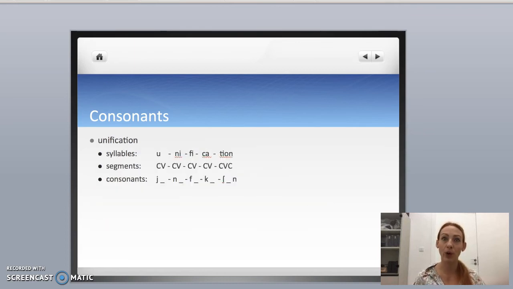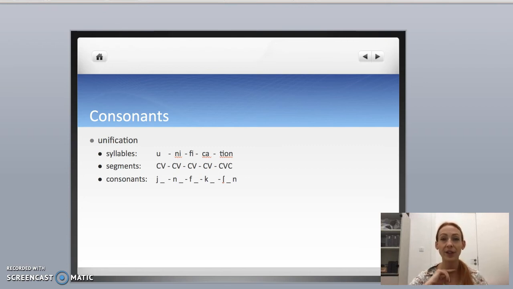So how will that work with our example word? Unification. We know that the first syllable has the consonant y. And for y, you will feel that the middle of your tongue, the center of your tongue, is moving up towards the hard palate. So the place of articulation of this sound is palatal.